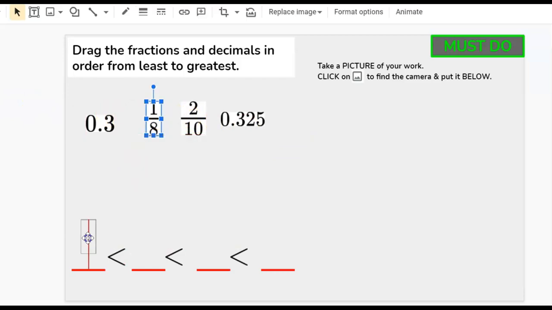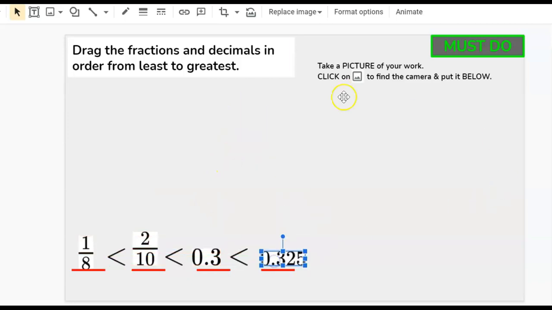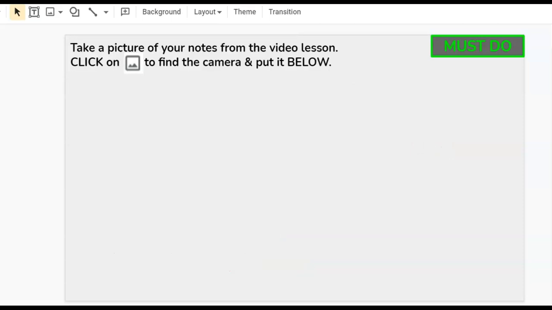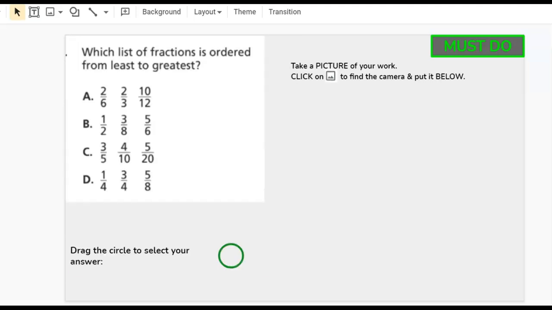So we said 1/8 was the least, so we would put it here. Our next smallest was 2/10, then 3/10, and then 325 thousandths. And then we would take a picture of our work. So you guys are going to have work just like this. This is where you're going to take your picture of all of your notes today. And then when it's time for you to do your assignment, you're going to do your assignment.